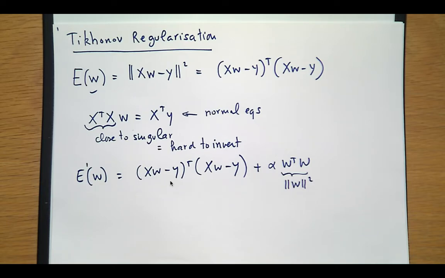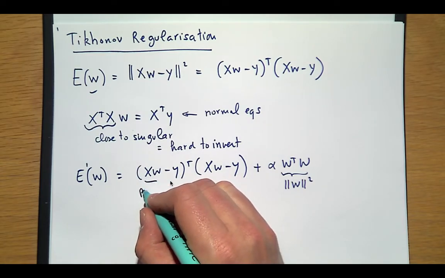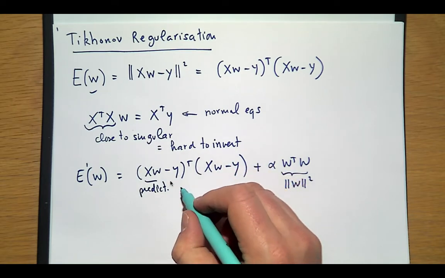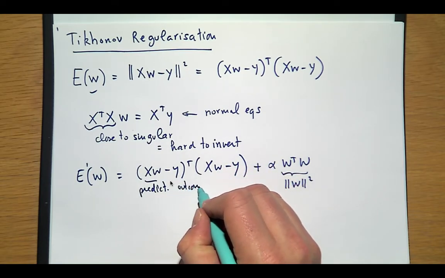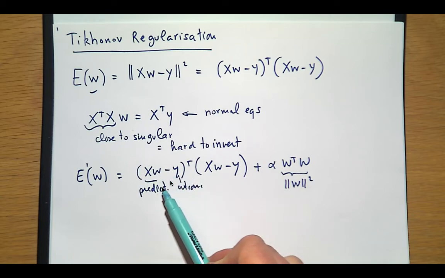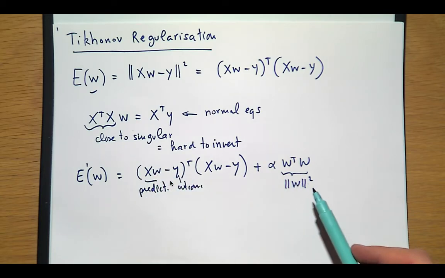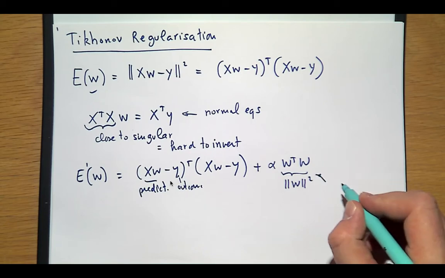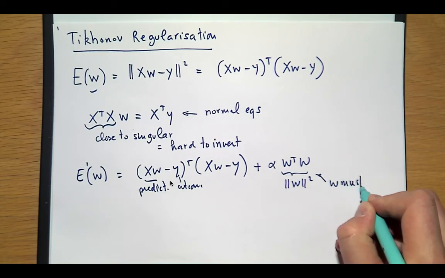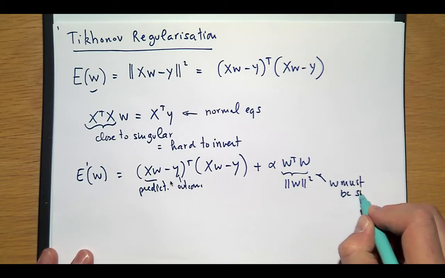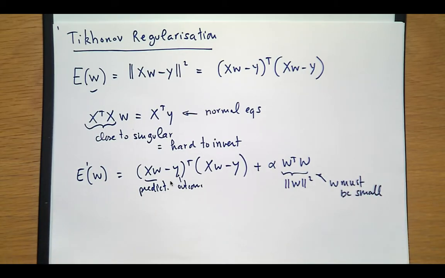So what is the effect of that? We have one term in the loss function that says we want the data to fit. So that's your prediction, and that's the actual outcome. We want the prediction to match the outcome, but as well, we want W to be small. And that might seem a bit strange. Why do you want W to be small?